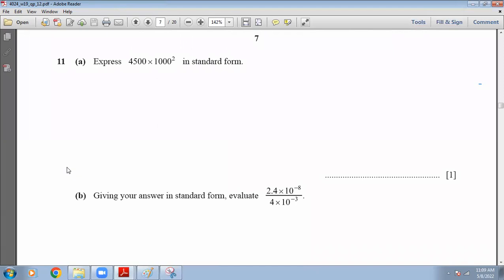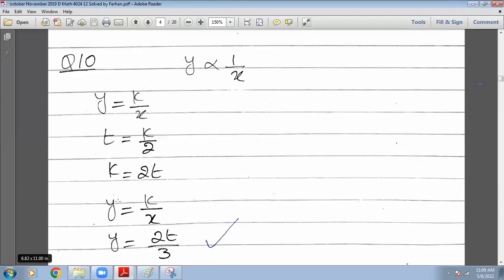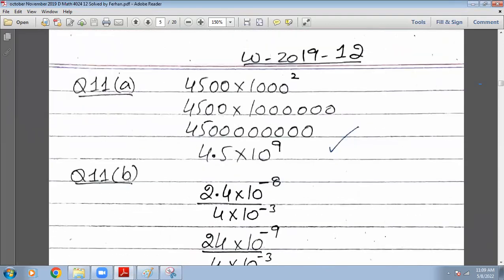He says 4,500 multiply 1,000 squared, express it in the standard form. Okay, so it's very easy. Let's do this. We have to represent this in the standard form. So here you have 4,500 multiply 1,000 squared. 1,000 squared will be 1 million. So 4,500 multiply 1 million, so you will have 4,500,000,000.